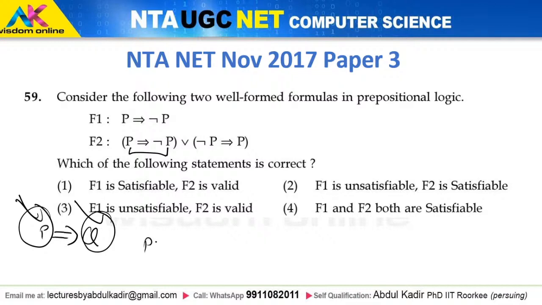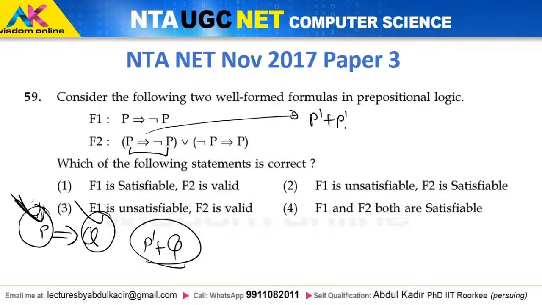Then this can be written as P dash plus Q. You know this thing, that this can be written as P dash plus Q. So the same we will do here. First we will convert it. So this will become P dash plus P dash. Okay, then we have OR. Then this will become P plus P. Is it clear?